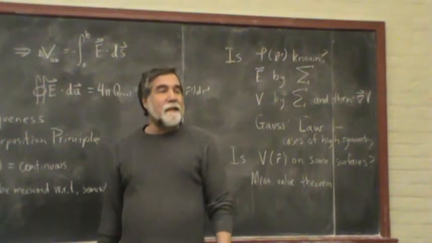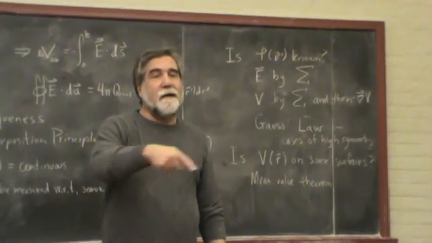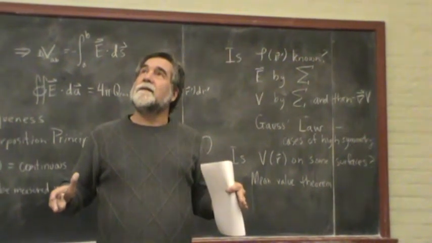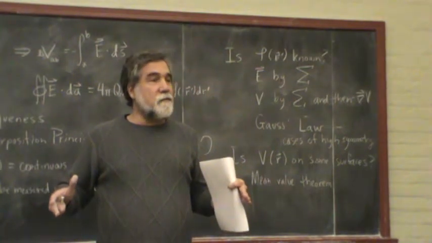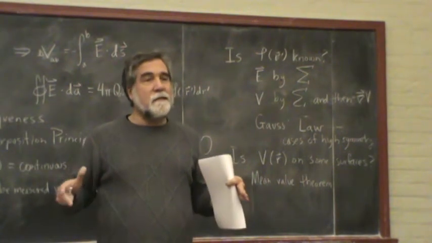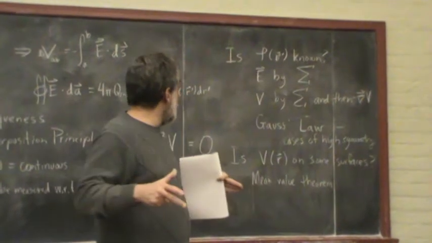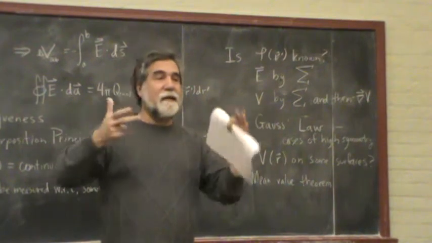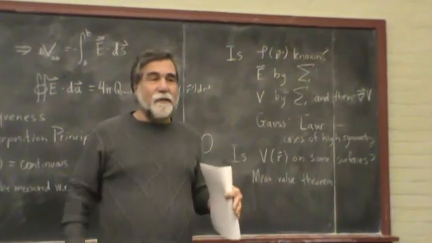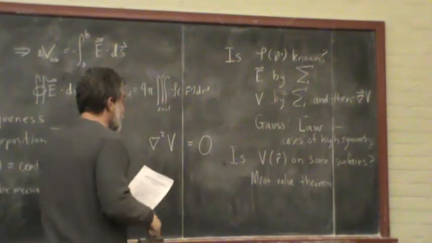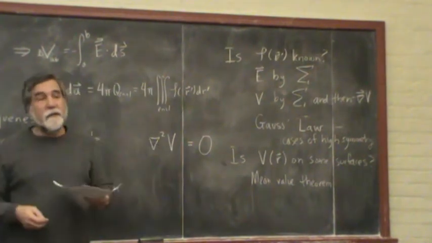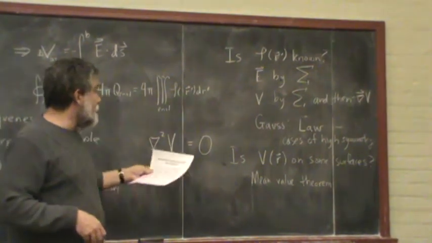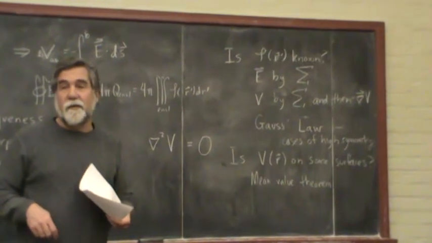Which tells you that there are no extrema inside the boundary, and that the value at the center of a spherical surface is equal to the average of the potential on that spherical surface. Right? And then we use it in approximation as you did for your homework. So that's one numerical approach, mean value theory.